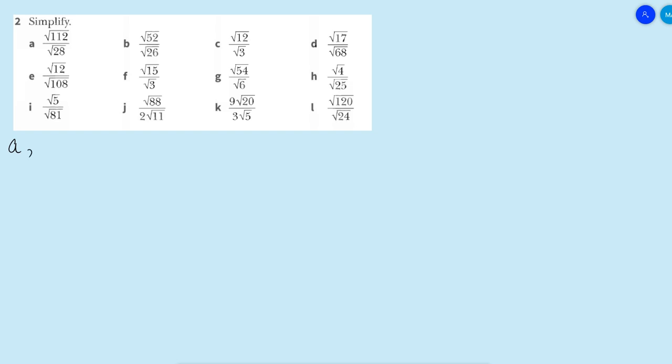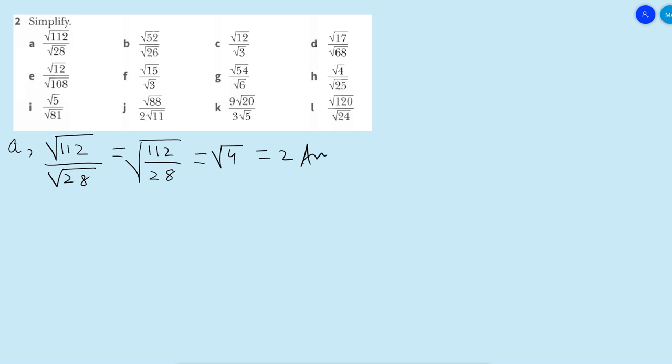Question 2, part A: root 112 divided by root 28. What I told you: when two roots are divided by each other, their values can also be divided. So you can write 112 upon 28 and write only one root. By using a calculator, find the answer of 112 upon 28. 112 divided by 28, the answer is 4. So root 4, and root 4 is 2. Answer. Come to part B.